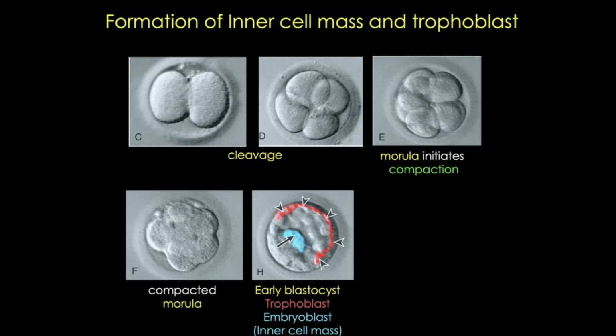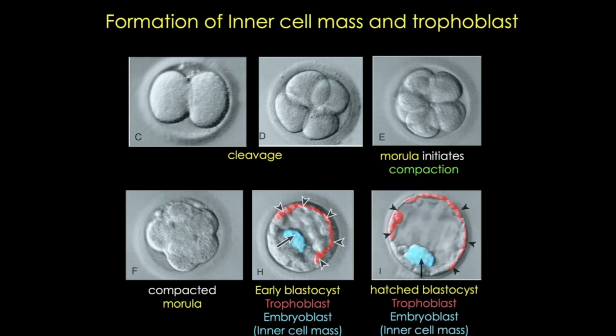So you can see the cavity, or blastocele, but you also can see the first 2 distinct tissues, the embryoblast, or the inner cell mass, and the trophoblast. And the embryoblast is going to go on to make the embryo, and it's the structure from which embryonic stem cells are derived. And the trophoblast is going to go on to make the placenta.